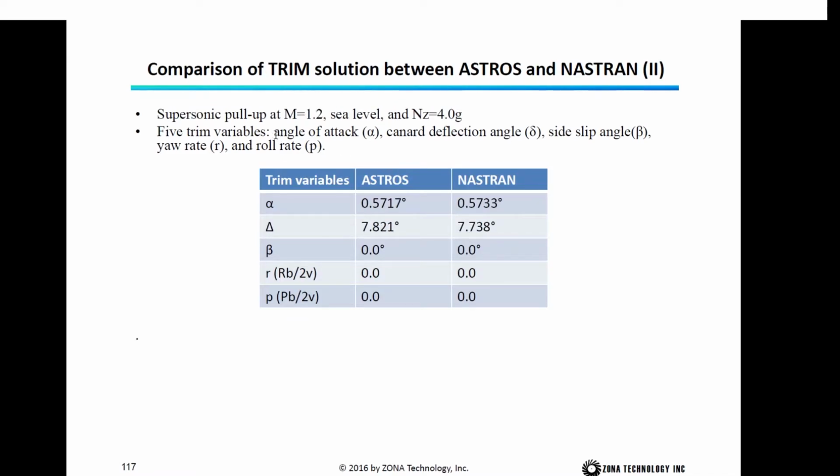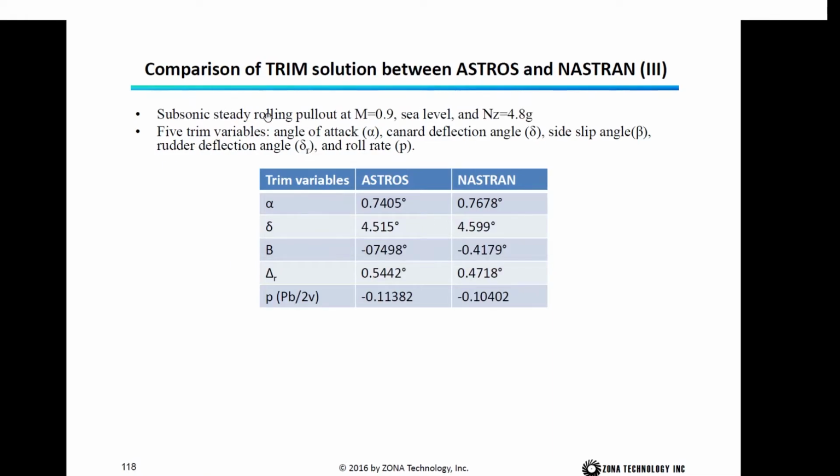And next one, we want to validate the trim solution of ASTROS at supersonic speed, supersonic pull up at Mach 1.2 sea level, NZ equal 4. Again, we have alpha and delta, and the ASTROS solution correlated well with the Nastran.